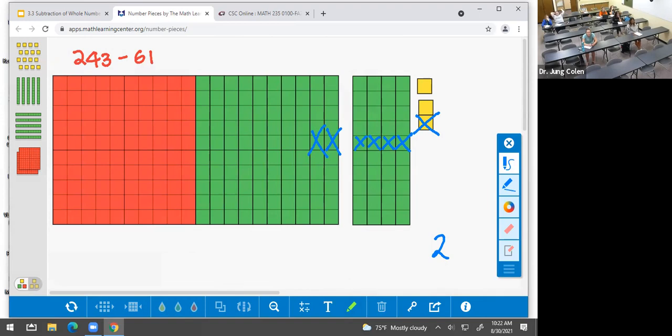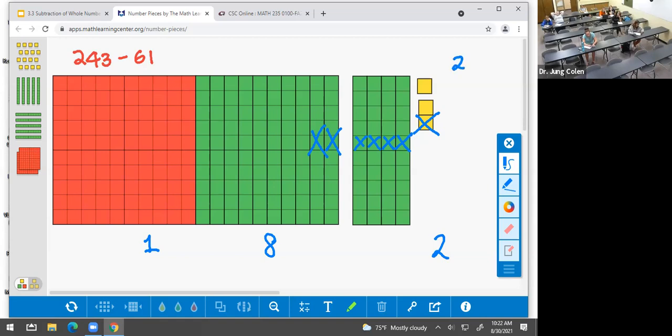Now, how many hundreds do we have left? We only have 100, right? 1 flat. And how many rods do I have? How many tens? 8 tens. And I have 2 units left. So that's pretty much what's going on in the standard algorithm.